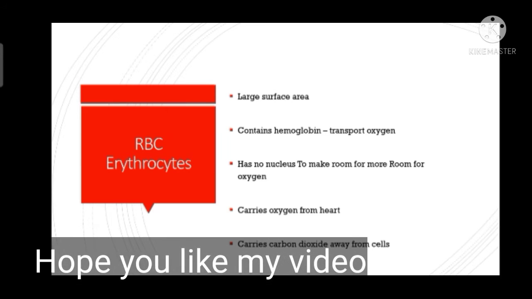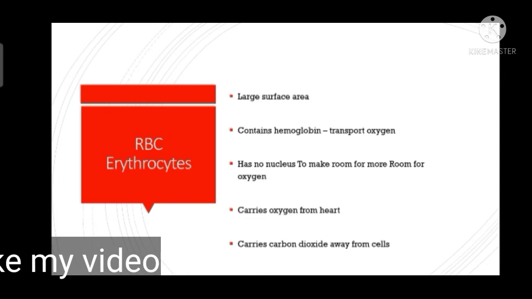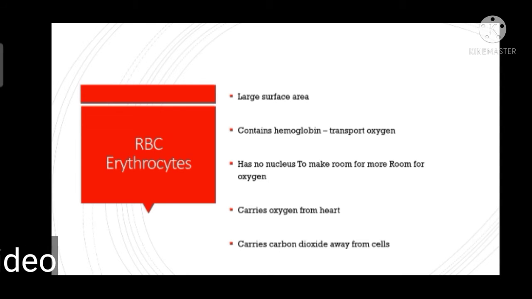And again, from the cells, it will transport the deoxygenated blood and carry it to the lungs, so that the carbon dioxide is expelled out from the body. It is expelled out from the body in the form of carbon dioxide.